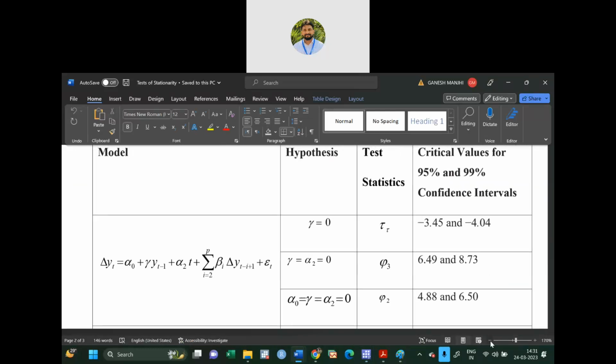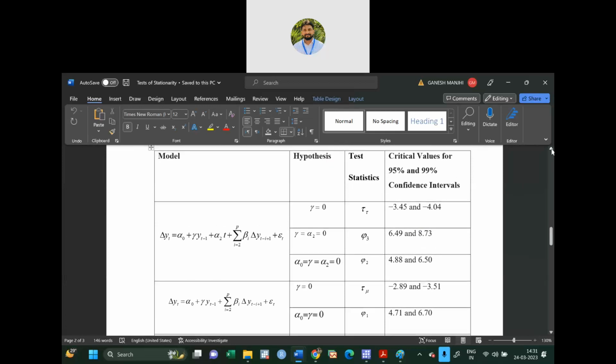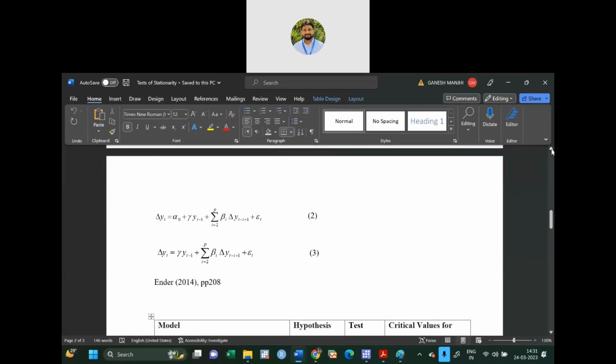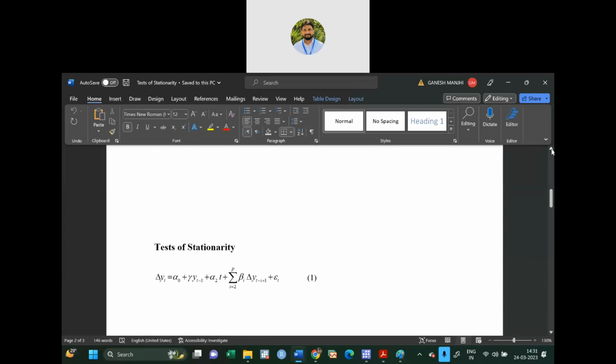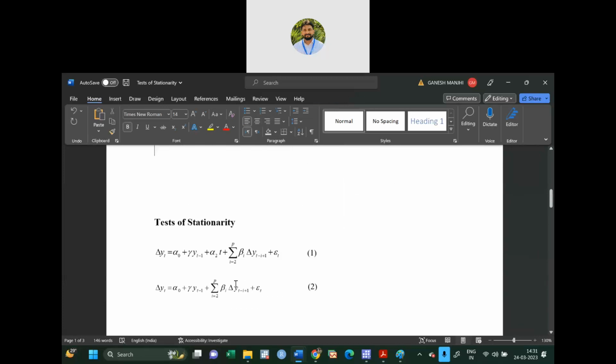Right. This is what I was showing you yesterday, and this is important to understand non-stationarity and all that. I mean, whether the series is stationary or not stationary, just by looking at the pattern of the graph, you can observe that.